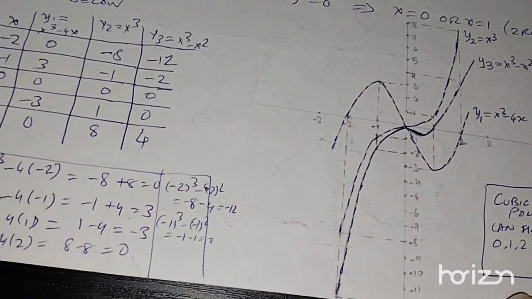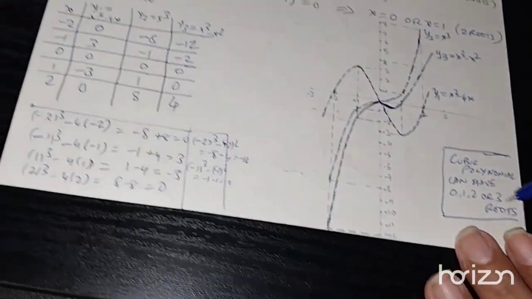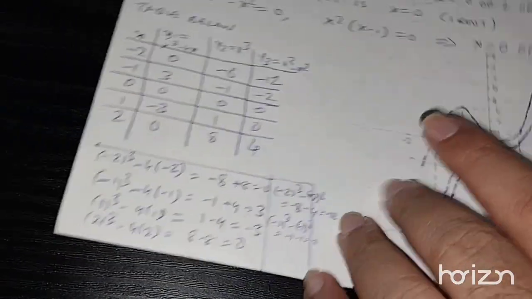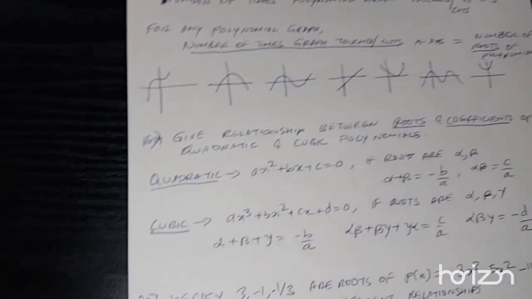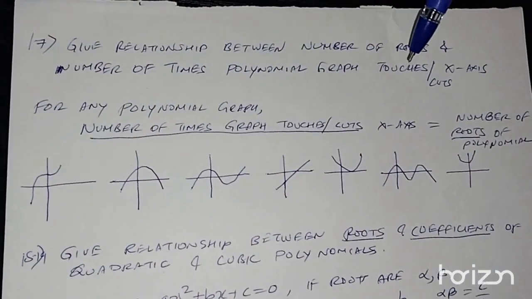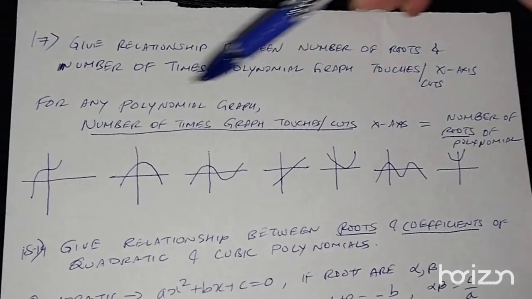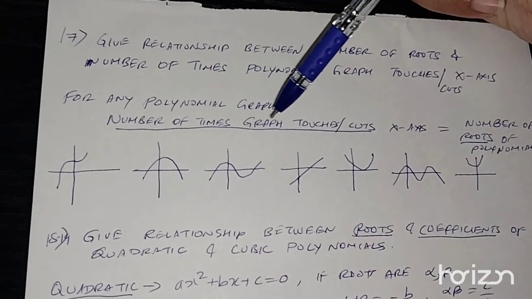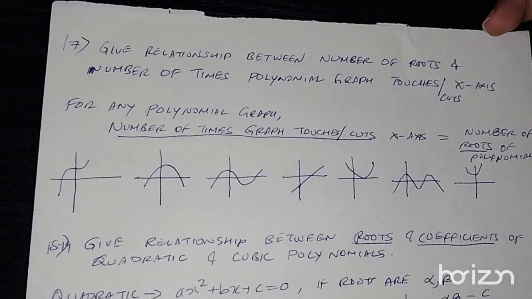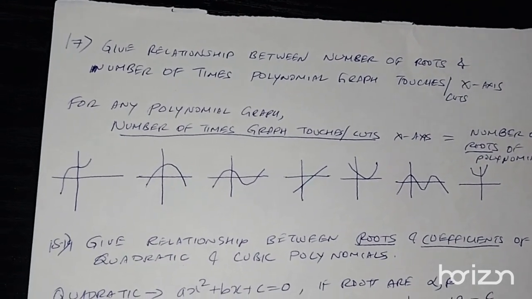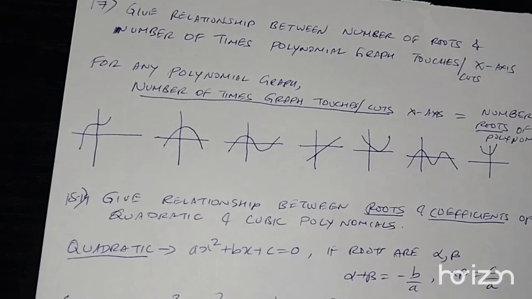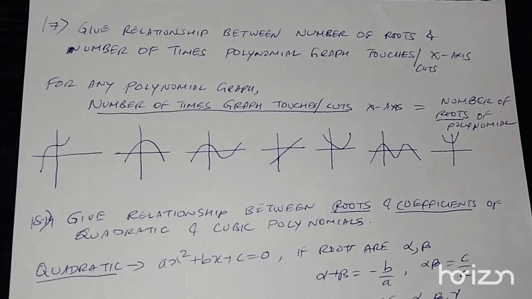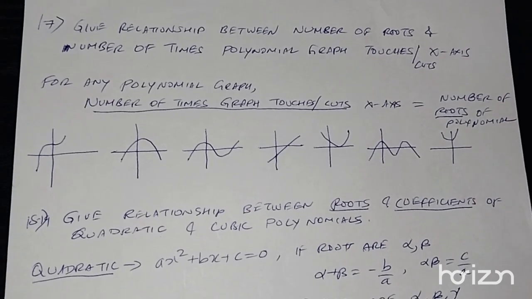Okay, a cubic polynomial can have 0 roots or 1 root or 2 roots or 3 roots. And the graph looks something like this. So give a relationship between the number of roots and the number of times the polynomial graph touches or cuts the x-axis. The fact is, for any polynomial graph, the number of times the graph touches or cuts the x-axis is equal to the number of roots that polynomial has. So previously you saw cubic polynomials. One touched the x-axis only once, another twice, another 3 times, giving 1, 2 and 3 roots.